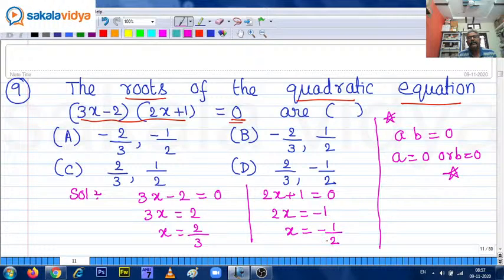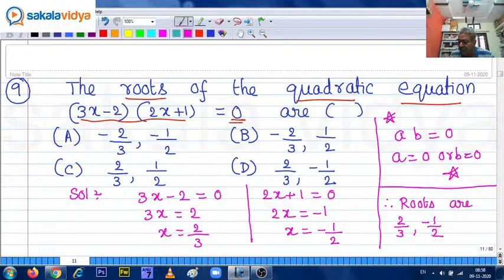So now tell me what is the right option here. Therefore roots are 2 by 3, comma minus 1 upon 2. These are the roots. Okay, option D. Yes, correct, correct. Good observation. So option D, because 2 by 3 is there and minus 1 by 2 is there. Very good, Shivani.